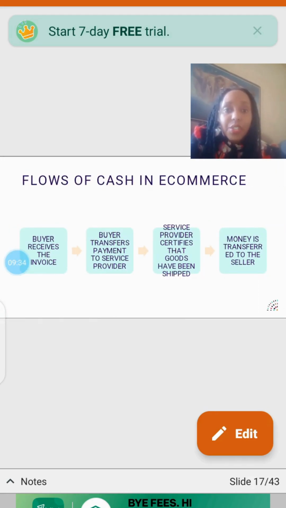So flows of cash in e-commerce. Buyer receives the invoice. Okay. Buyer transfers payment to service provider, right? Then service provider certifies that goods have been shipped. Then money is transferred to the seller. That's the flow in e-commerce. All right.